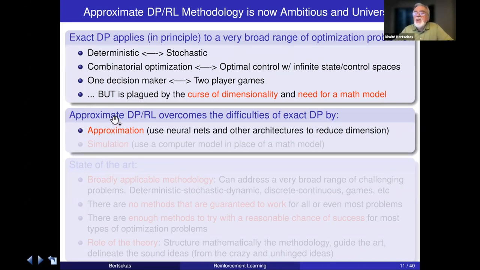So that's where reinforcement learning approximations came in. They overcome the difficulties of exact dynamic programming in two ways: approximations that involve neural networks and other architectures to reduce the dimension and hence the curse of dimensionality, and the use of a computer model in place of a mathematical model. You always have to have a model. It may be hidden within a computer, but it does not have to involve mathematical equations like the mathematical model. And with a computer model, we can use simulation and carry out all the operations that are needed for execution of a dynamic programming algorithm in exact form. So simulation and the use of a computer model overcame this difficulty of needing a mathematical model.